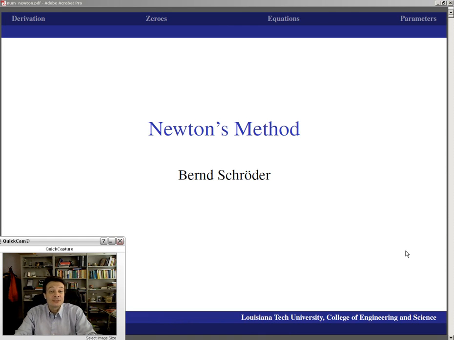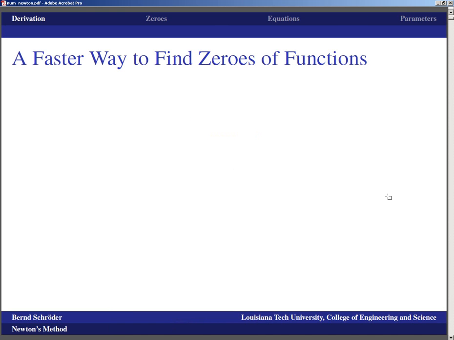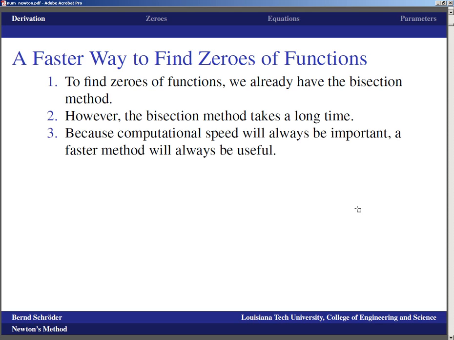Let's talk about Newton's method for finding zeros of functions and for solving equations. The method itself is a faster way to find zeros of functions because, well, we have already seen that if we want to find zeros of functions, we have the bisection method, right? However, the bisection method takes a long time, right? Every bisection only cuts the length of the interval in half, and that means it takes a long time until you get 4 or 5 significant digits that are actually accurate.